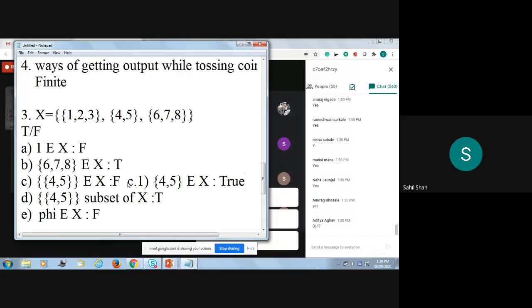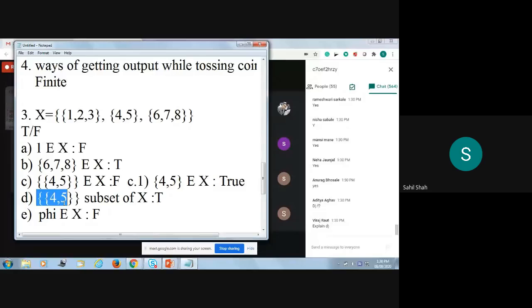D is false. Who is saying D is false? D is not false, Aditya. Why? Because you are forming a set, and inside that set, this set is formed. Inside that set, we are having one element with 4, 5. Do we have such element 4, 5 together in a set X? Yes, that is existing. So this set could be assumed as a subset of X. Hence it is true.